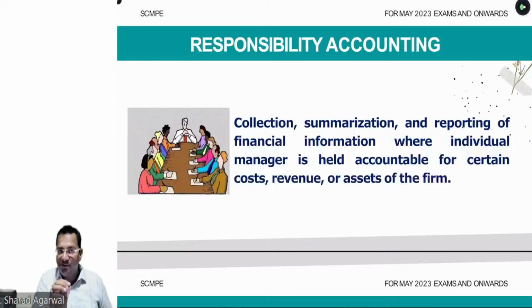The second point is very important. We have to summarize that data, because whenever we report to the strategic level of management, we have to give a summarized one. So it's the collection, it's the summarization, and after the summarization, we have to report the financial information to the strategic level of management, where departmental heads are responsible in the area of cost, revenue, profit, or investment. That is the basic theme of responsibility accounting.